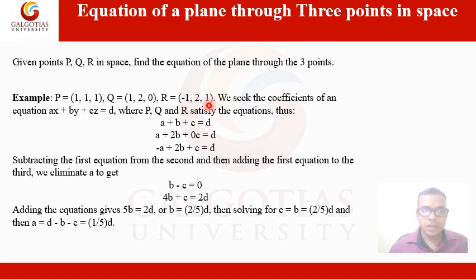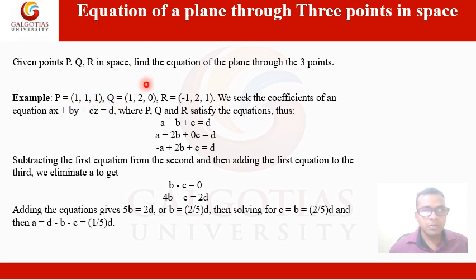We seek the coefficients of the equation. This is called the general equation of a plane. So ax plus by plus cz equals d is the equation of the plane, where P, Q and R must satisfy this general equation. For point P, putting the values of x, y and z, we get a plus b plus c equals d, as for P, x equals 1, y equals 1 and z equals 1.